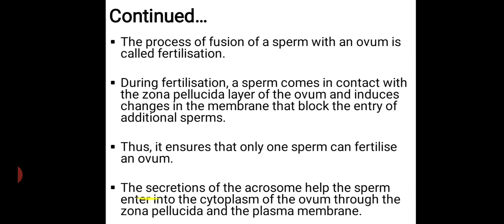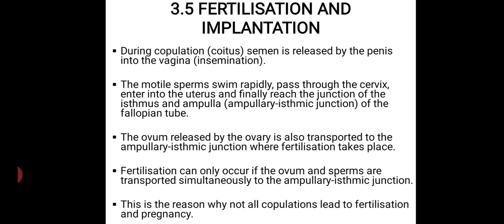So secretion of the acrosome then occurs, as I told you when I was teaching you the typical diagram of a sperm. There was a bulge part filled with acrosome in the head region. So that helps in what? That helps to release some secretion of the acrosome that helps the sperm to enter the cytoplasm of the ovum through the zona pellucida and plasma membrane.